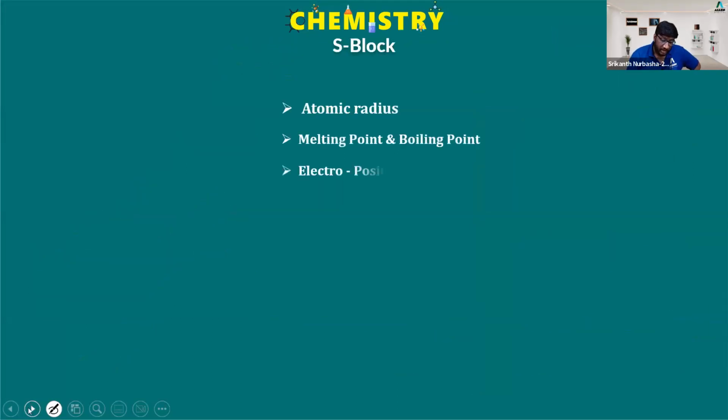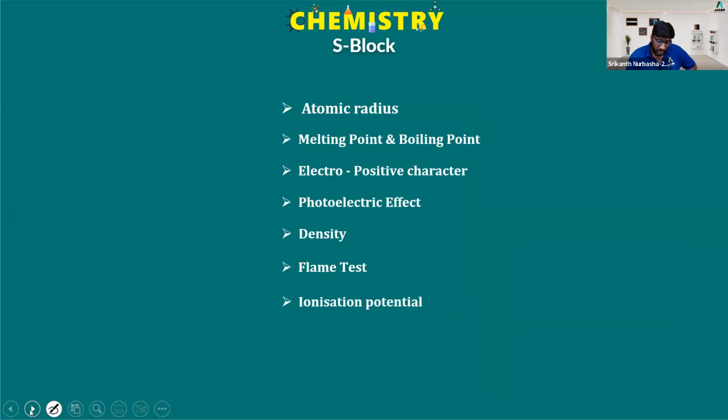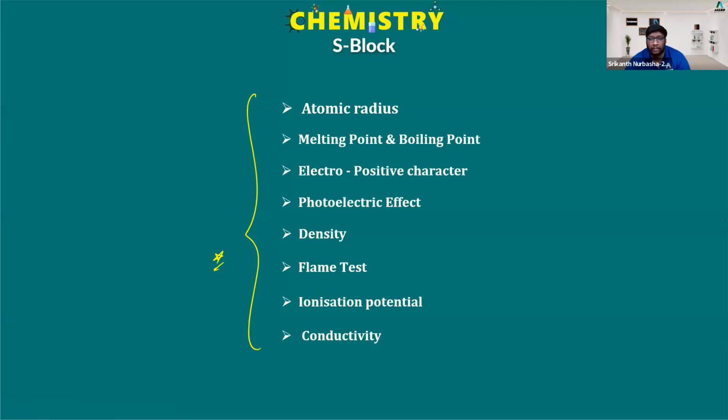Atomic radius, melting point and boiling point, electropositive character, photoelectric effect, densities, flame test, ionization potentials, conductivity. All these we are going to study for group 1 as well as group 2. That means we have to do a comparative study of group 1 and group 2.